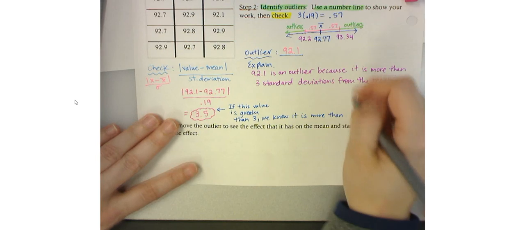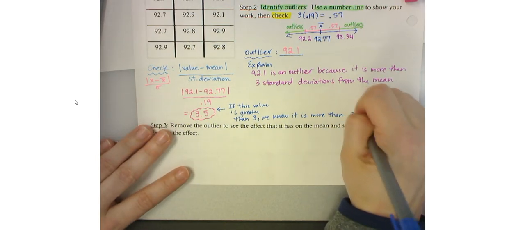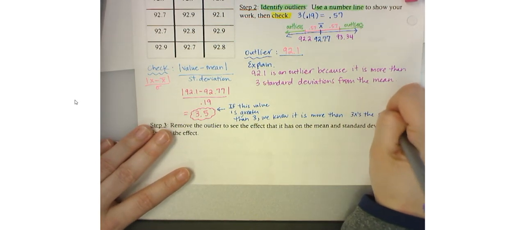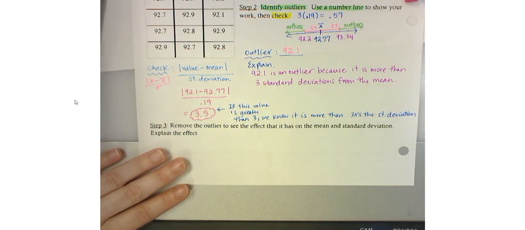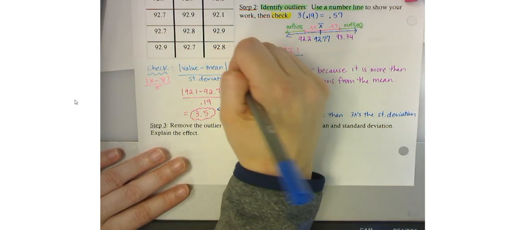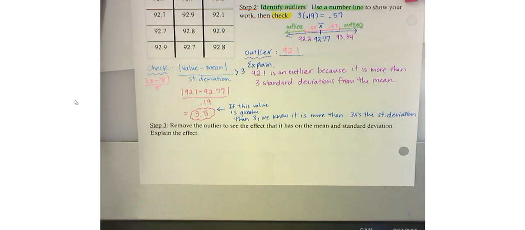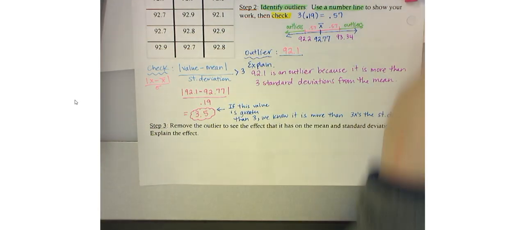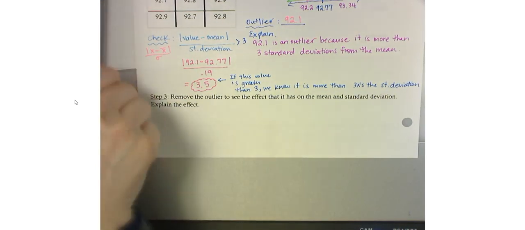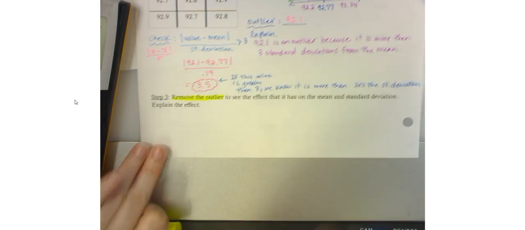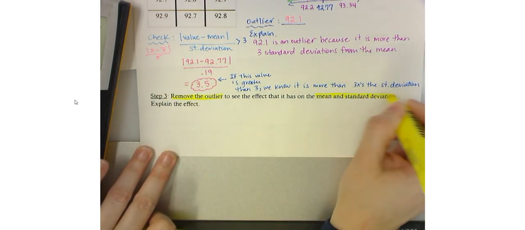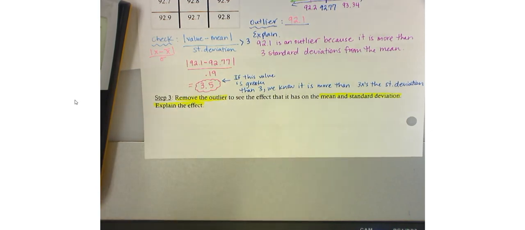Now we are going to remove the outlier to see the effect that it has on the mean and standard deviation, and we're going to explain this. Do you guys know the difference between effect and affect with an A? If it's with an E, it's a noun, and if it's affect, it's a verb. So if it's affecting something, it's with an A.